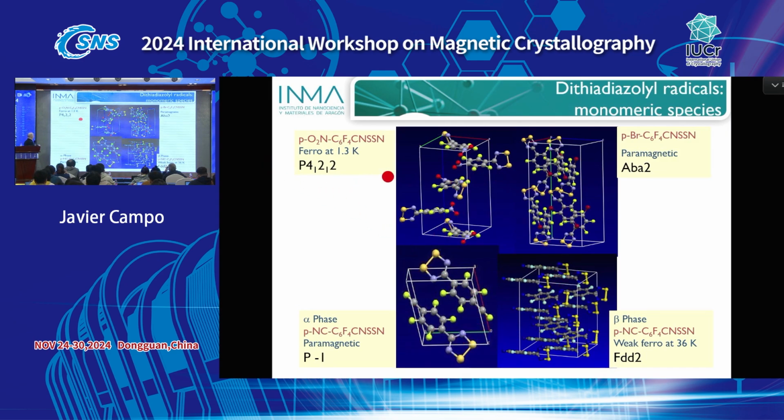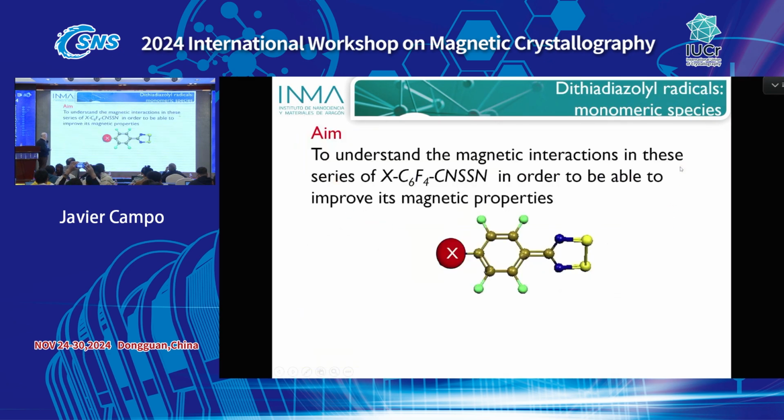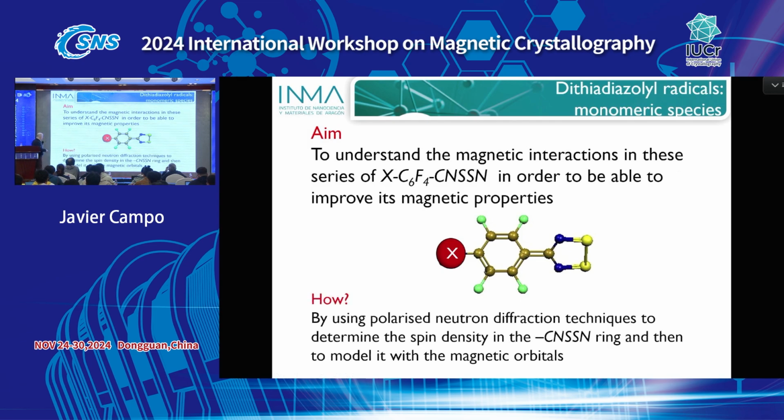These order, but at a very low temperature. And then, of course, the substituent in the para position will control the packing of the crystal. But here, this was the idea, okay, in the example, and we use polarized neutrons to determine the spin density here and to understand how one molecule is coupling with the others.